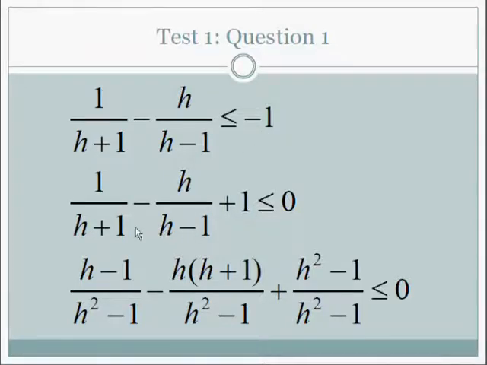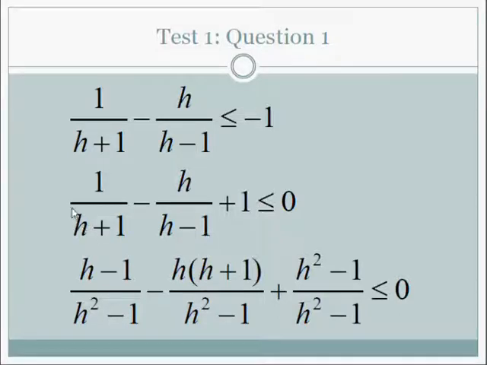So now we have everything over here on the left. We need to get everything to a common denominator, at which point we can add and subtract our fractions. So we have a factor of h plus 1, and over here we have a factor of h minus 1. So then for our common denominator on all of our terms, we're going to have it be h plus 1 times h minus 1, which is the same as h squared minus 1.